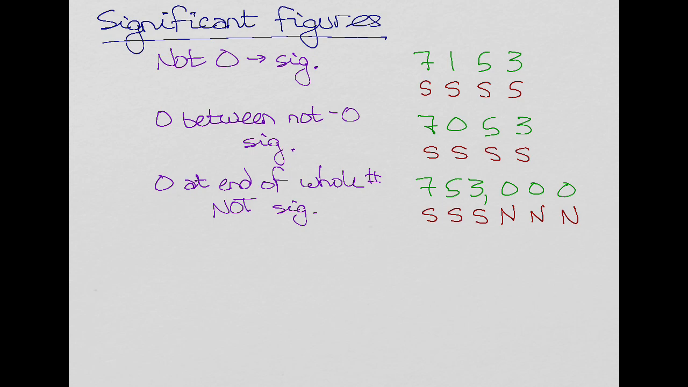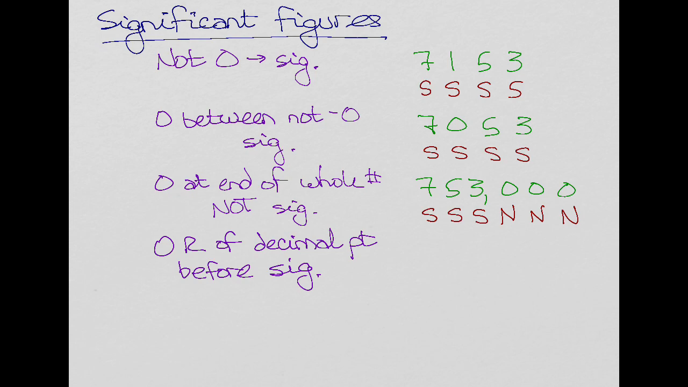That same idea is true for zeros that are to the right of the decimal point, but before anything that isn't zero. So in the 10th place, say, to the right of the decimal point, but before, these rules get longer and longer, anything that is significant. Those are not significant.